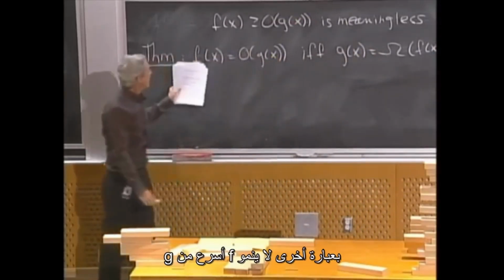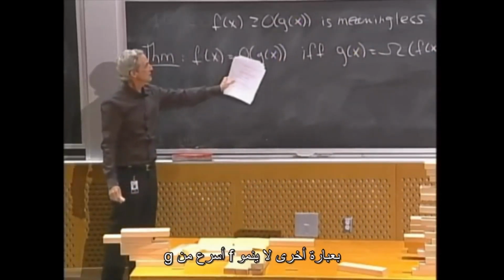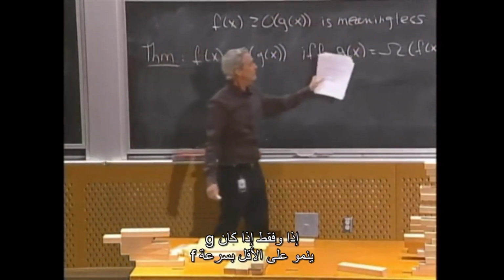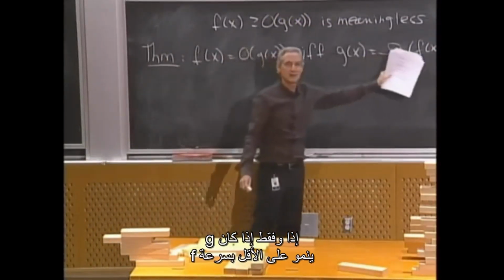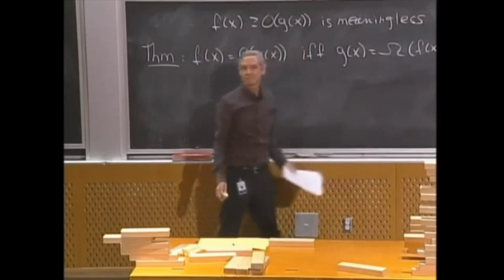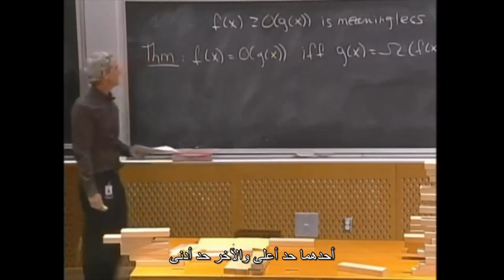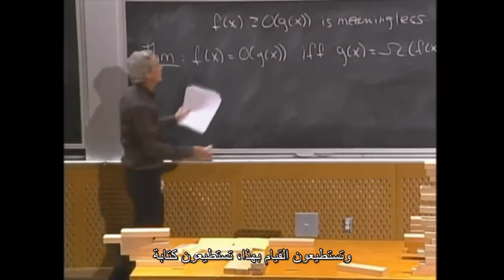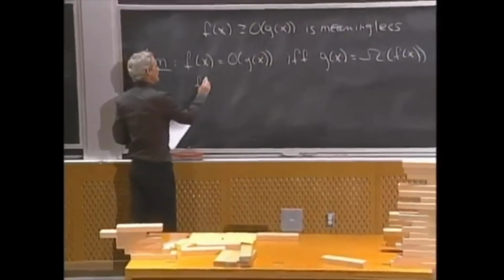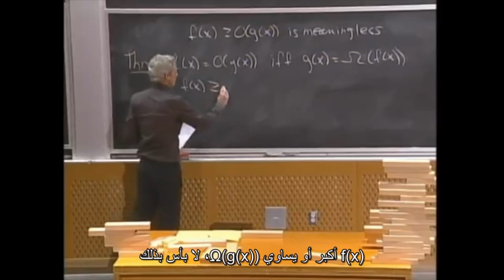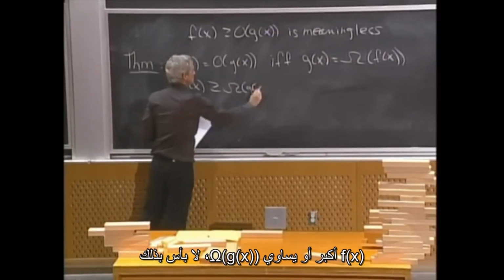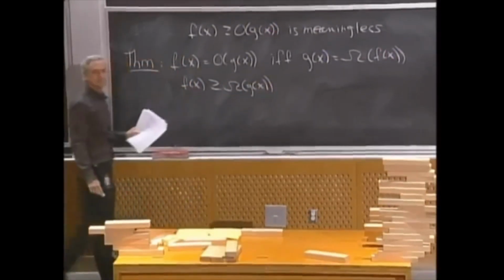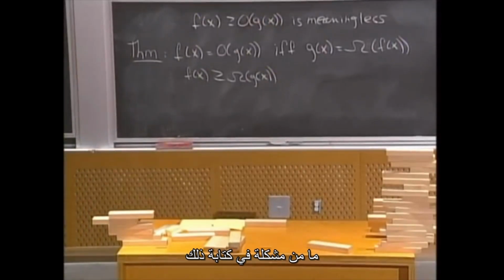In other words, f grows no faster than g if and only if g grows at least as fast as f. One's an upper bound, one's a lower bound, and you just got to use the symbol the right way. Now you can do this: you can write f of x bigger than or equal to omega g of x. That's all right to do.